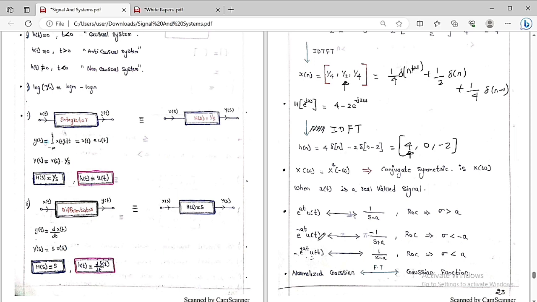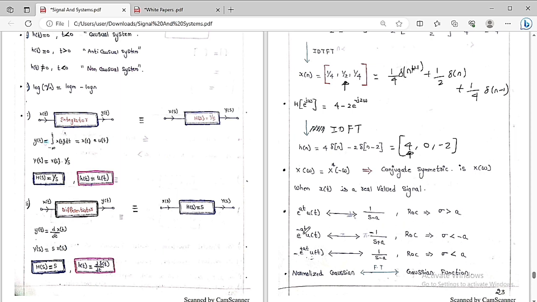The next point is that e to the power of at into u of t has the Laplace transform 1 by s minus a. I have already told you e to the power of at into u of t has the Laplace transform 1 by s minus a, and e to the power of minus at into u of t has the Laplace transform 1 by s plus a. In this case, e to the power of at into u of t has the Laplace transform 1 by s minus a, and the ROC is sigma greater than a.